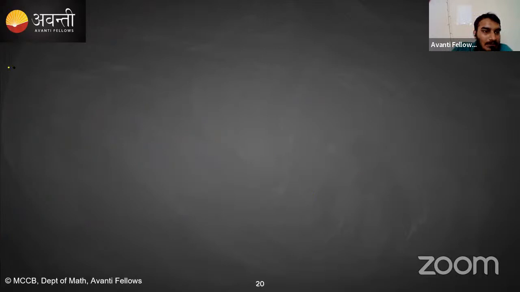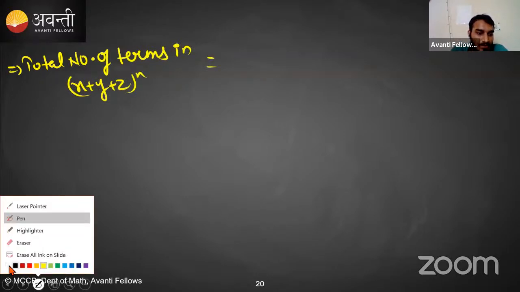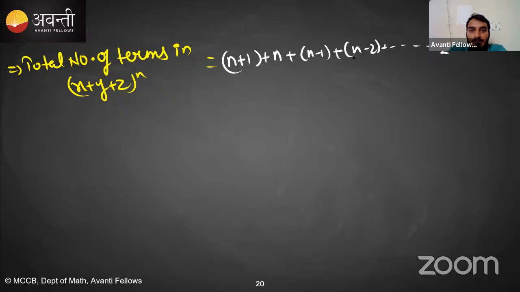So it implies the total number of terms in (x plus y plus z) raised to the power n is nothing but the sum of these. In the first one, there are total n plus 1 terms. Then there were n terms, then n minus 1 terms, then n minus 2 terms, and eventually 1 term. So we have to just sum it.